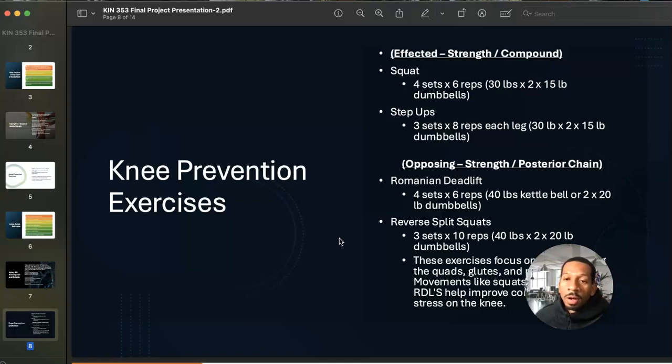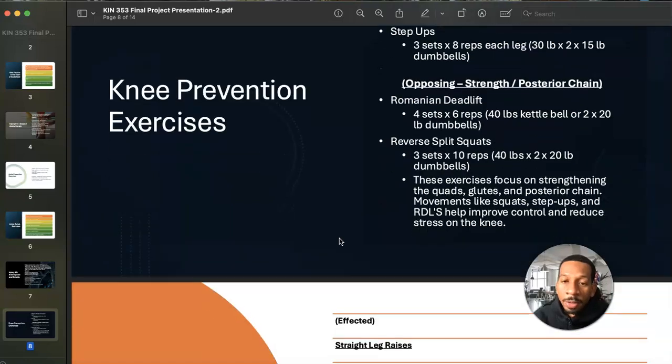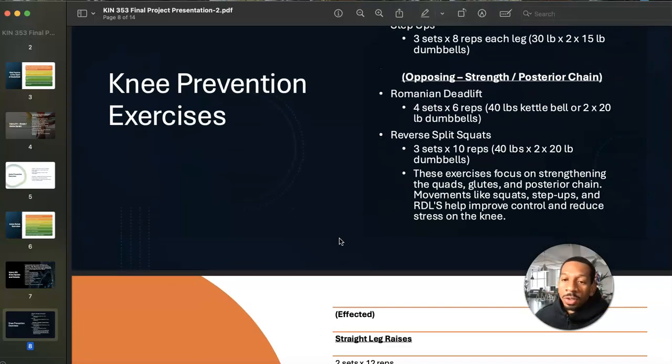For our opposing, we'll also focus on strength in our posterior chain. So we'll do Romanian deadlifts, 4 sets, 6 reps with 40-pound kettlebell or 2 20-pound dumbbells. And then we'll do reverse split squats, 3 sets, 10 reps with 40 pounds or 2 20-pound dumbbells. And these exercises focus on strengthening the quads, the glutes, and the posterior chain. And movements like squats, step-ups, and RDLs help improve control and reduce stress on the knee.